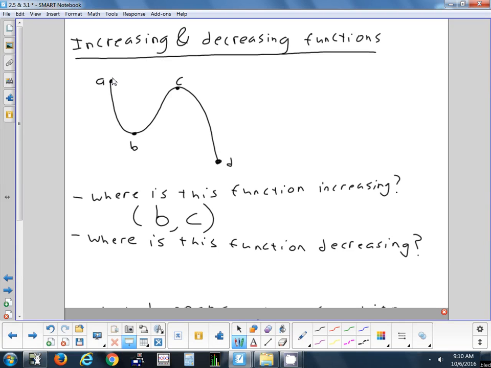What this basically means is that if you can find your local or global mins and maxes, you can determine where a function goes from increasing to decreasing. Okay? You just have to find those points.